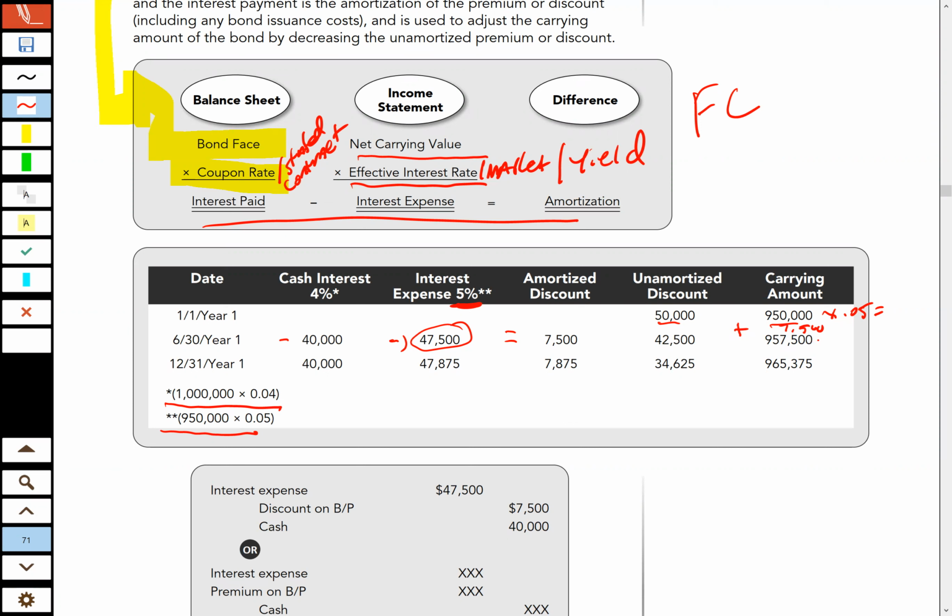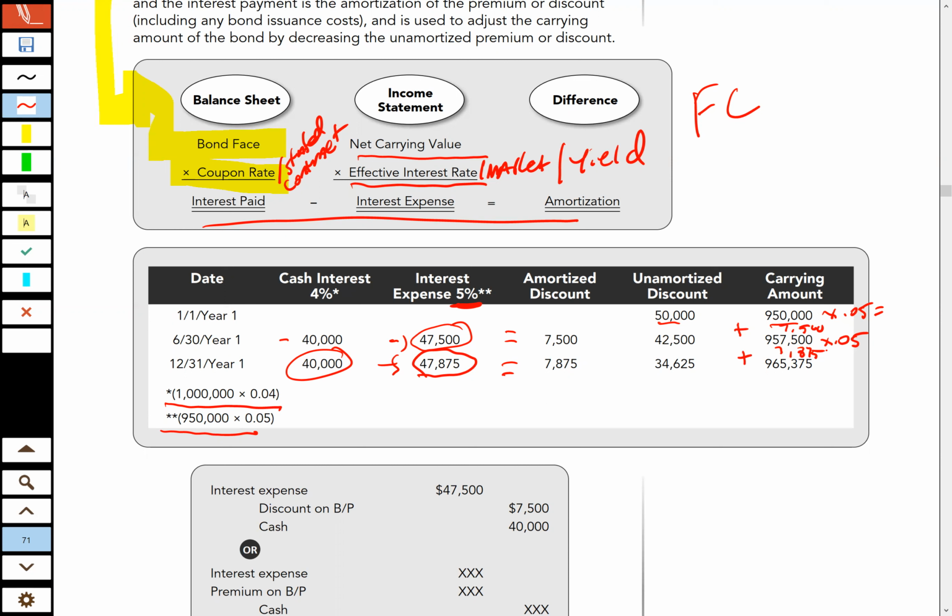And if I want to get the effective interest for the next period, I go ahead now and multiply that for the next 6-month period times the 0.05, 957,500. That gives me this number, 47,875. The 40,000 won't change. That's the contract stated rate. That's not going to change. But now I have this discount amortization, and I add that to the previous carrying value, and that gives me the new carrying value. And I would multiply that times 0.05 to figure out the interest for the next period.